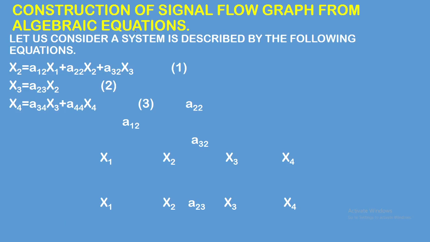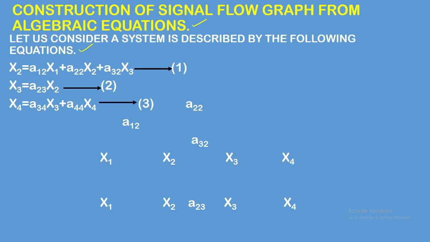Today we are going to see how to construct a signal flow graph from algebraic equations. Let us consider a system described by the following equations. Here I have three equations: first equation 1, then equation 2, then equation number 3. So let us draw the signal flow graph.